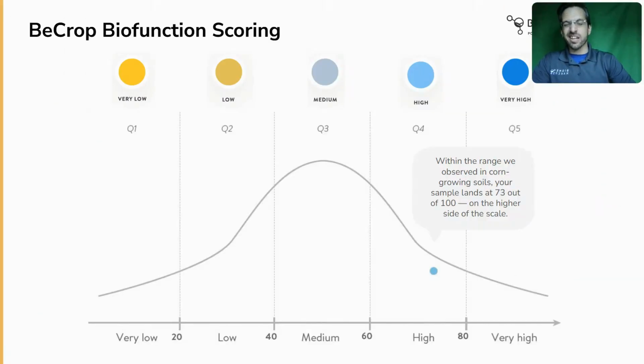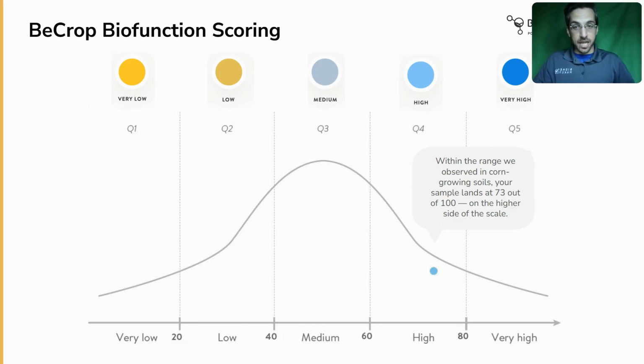Before we get into it, a quick note about scoring. You might well ask, okay, on my report, I see very low, low, medium, high, very high. How did you decide what was very low or what was high? On what basis? Are these just arbitrary values? We let nature decide. We have a database of many, many samples for various crop types.